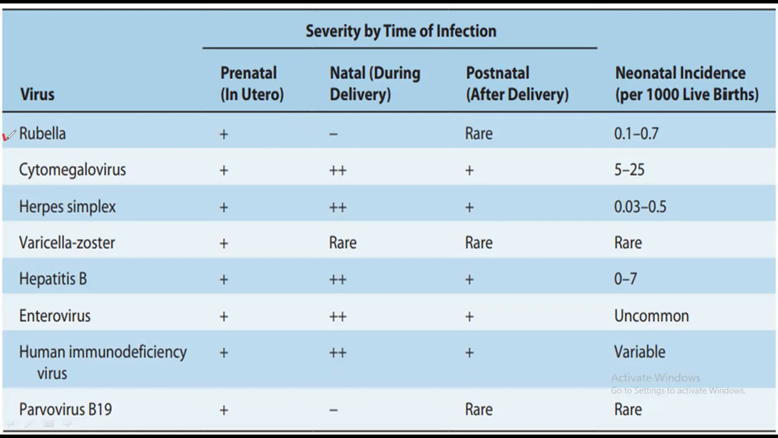If we look at the rubella virus, it can be prenatal. Prenatal means before the baby is delivered into this world, before the delivery. So rubella can easily infect the baby inside the mother's womb, and I have discussed the schematic diagram of it. Either it will be via viremia, or by the vagina, or it will be from the ova.